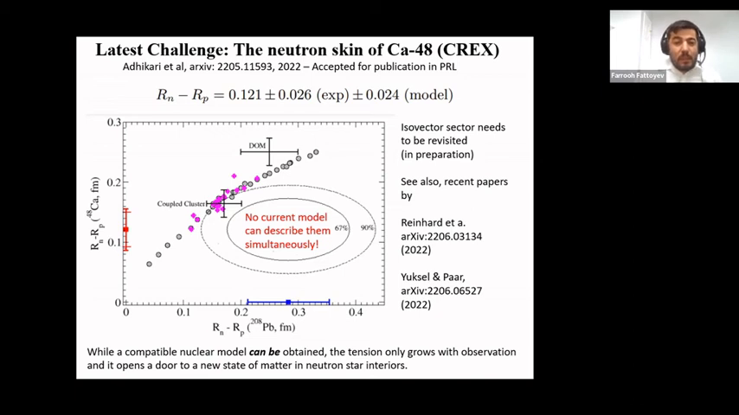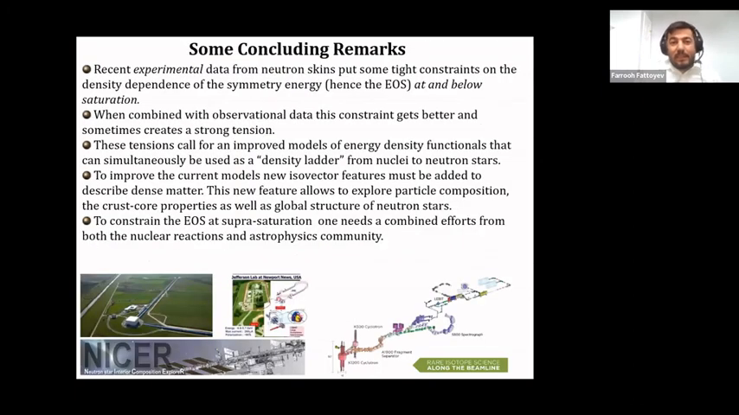So just to summarize, some recent experimental data from neutron skins put some tight constraints on the density-dependent symmetry energy below saturation. But when you combine this with observational data, you sometimes get a strong tension. These tensions can in principle be improved, and one can then use a density ladder from nuclei all the way to neutron stars. But to improve the current models, we need new features in the isovector sector of the nuclear interactions.